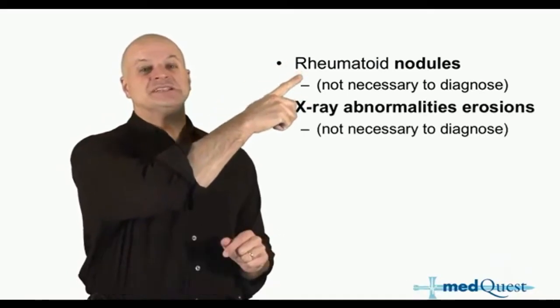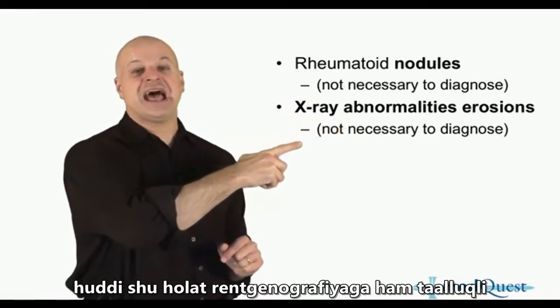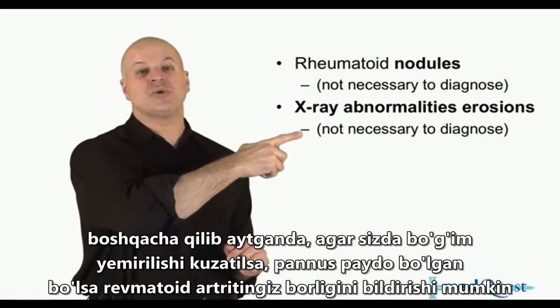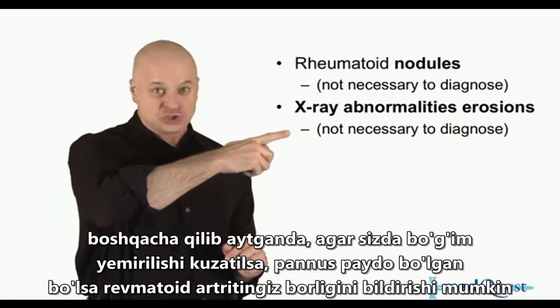Not essential. Same thing with X-ray abnormalities. Now, this is an extremely important feature. They're not necessary anymore. In other words, if you have joint erosions, if you have pannus formation, it tells you that you likely have it.